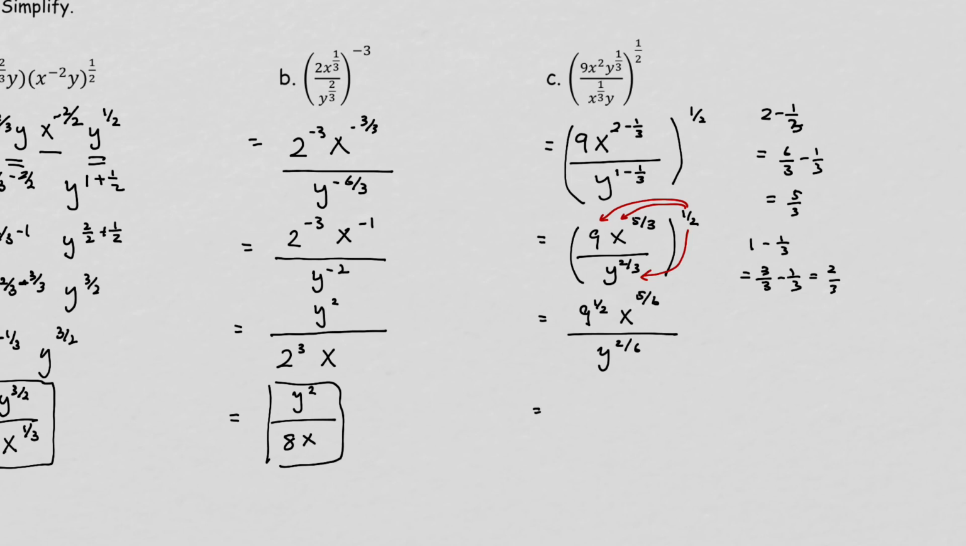Let's see if we can reduce. 9 to the 1/2 is the same as the square root of 9, which is 3. The 5 over 6 exponent will just stay as it is, but 2 over 6 is 1/3. So in the denominator, you will have y to the 1/3 exponent.